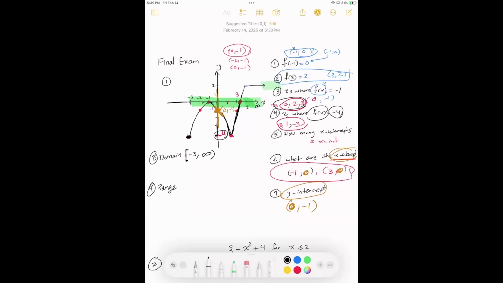If this was an open circle like that, you would have made that a parenthesis. But that's not what we have. We have a solid point.